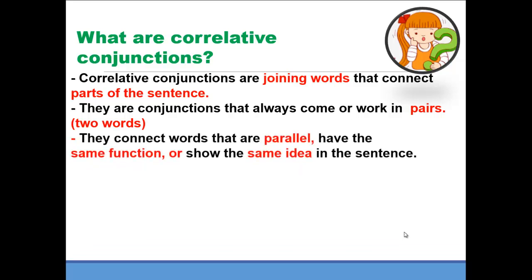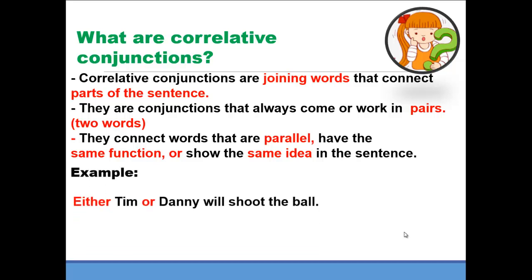They connect words that are parallel. What kind of words do they connect? They connect the parallel words, words that are the same or have the same function, words that have the same job in the sentence or show the same idea. So the correlative conjunctions connect two sets of words that are parallel or that show the same idea or words that have the same job in the sentence.